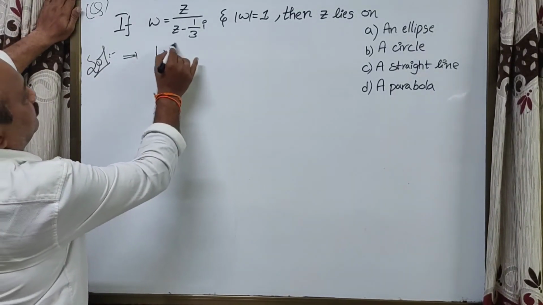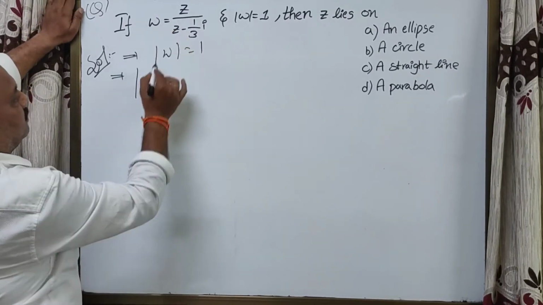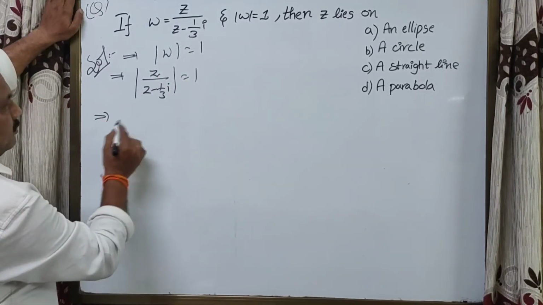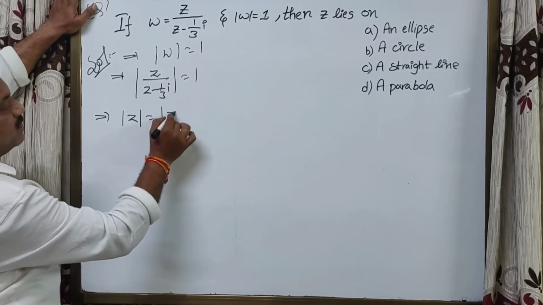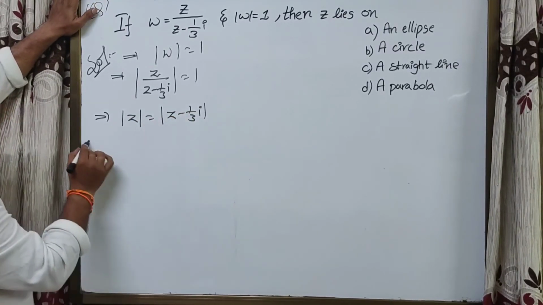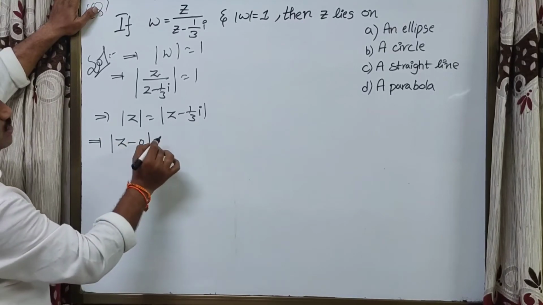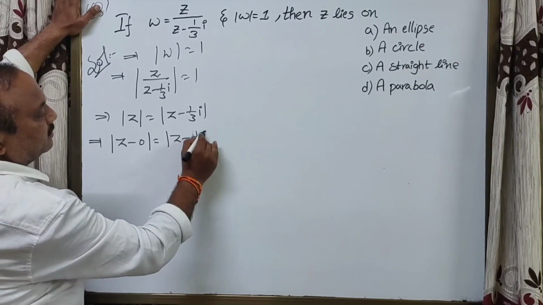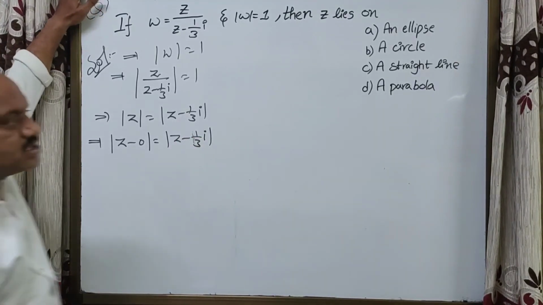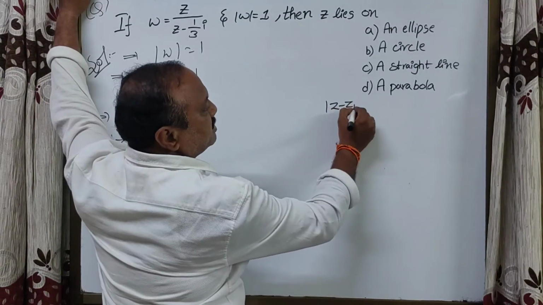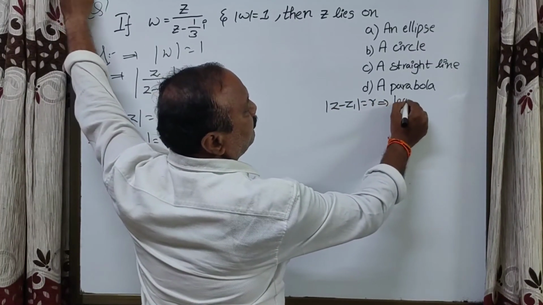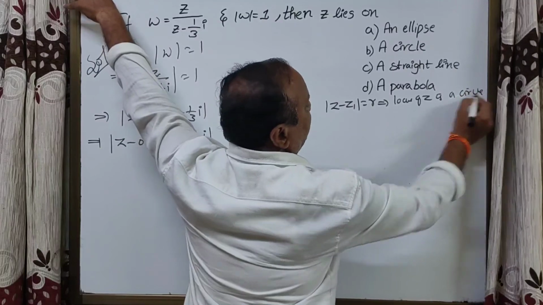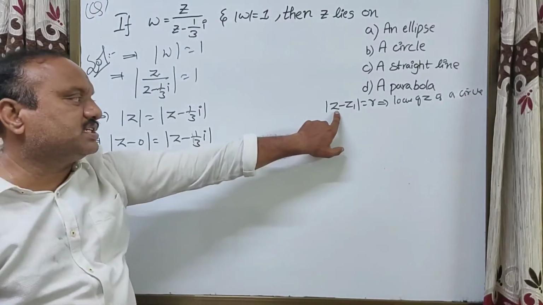Students, |ω| = 1 implies |(z)/(z - 1/(3i))| = 1. Cross multiply, we get |z| = |z - 1/(3i)|. We write it like this: |z - 0| = |z - i·(1/3)|, or 1/(3i). We have a relation, students: |z - z₁| = r implies locus of z is a circle. If you have this condition, locus of z is called a circle.